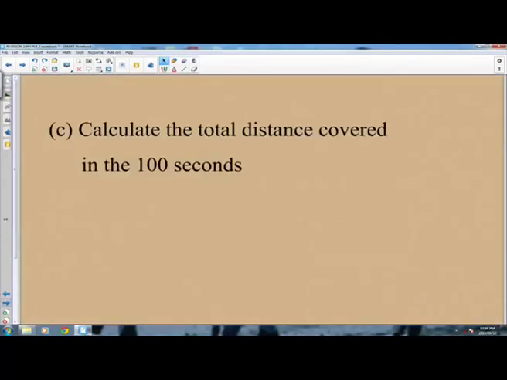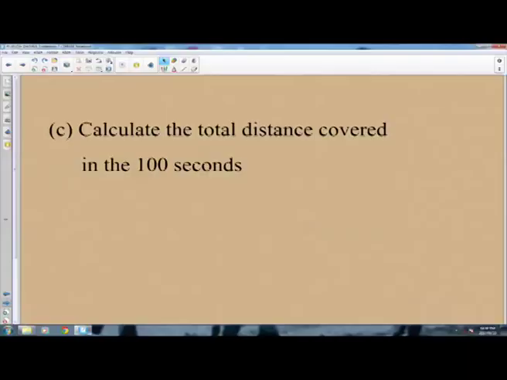The question says, calculate the total distance covered in the 100 seconds. So all that you need to do is to find the total distance traveled. And in a speed time graph, the total distance traveled is found by finding the area under the graph. So all that you need to do is to find the area covered under this graph. So let's go to the graph and then check the area. The area will be the total distance traveled.